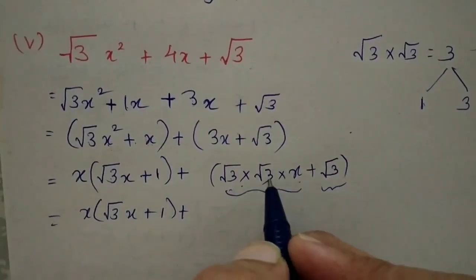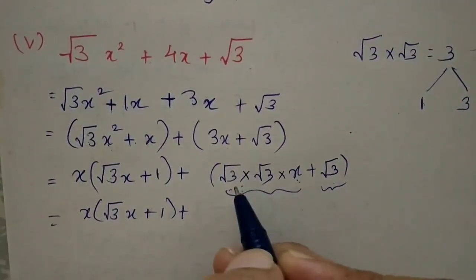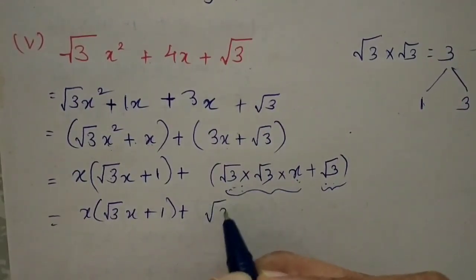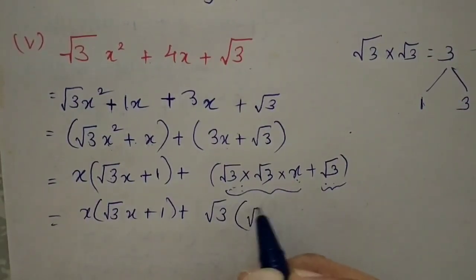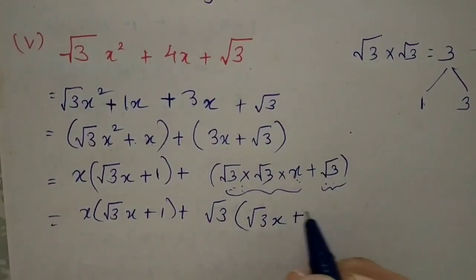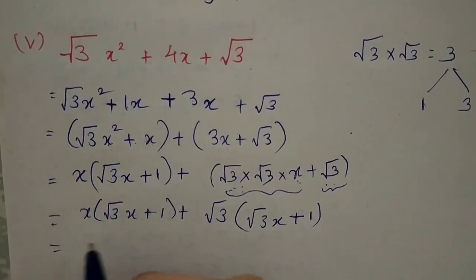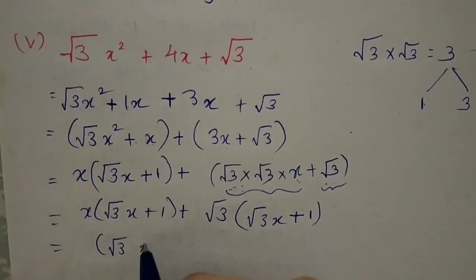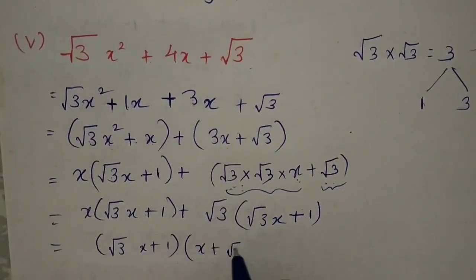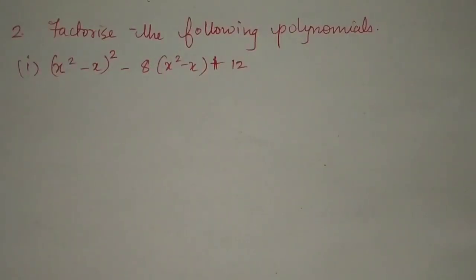Now root 3 into x is for this, and root 3 is for this. So what is common here? Root 3. Yes, we will take that root 3 outside. So what remains inside? This root 3 remains into x plus this root 3 went outside. So what remained inside is 1. So our answer will be root 3x plus 1, that will be 1, and x plus root 3, which will be the another bracket. Second question, factorize the following polynomials.